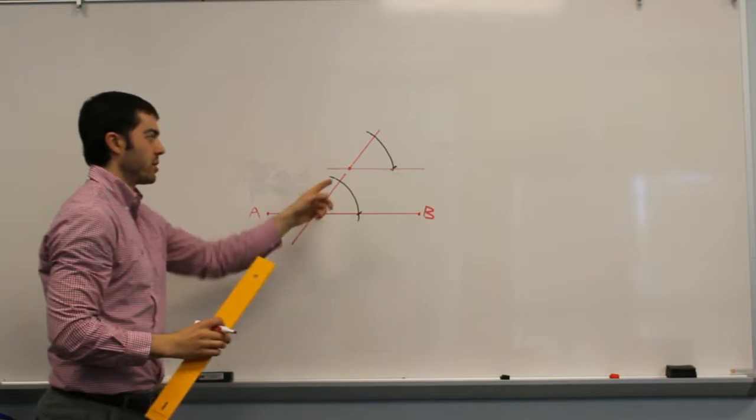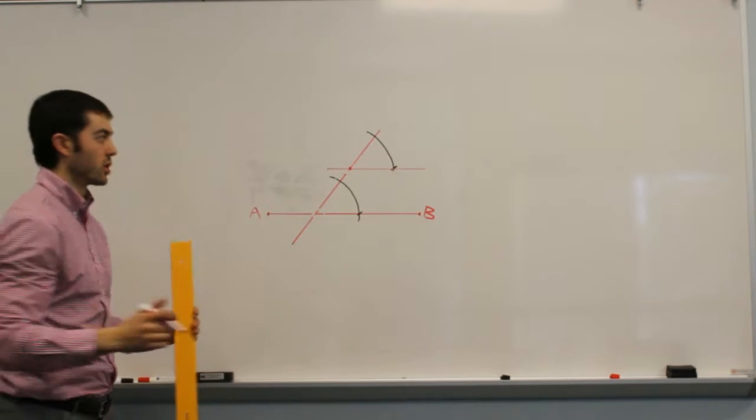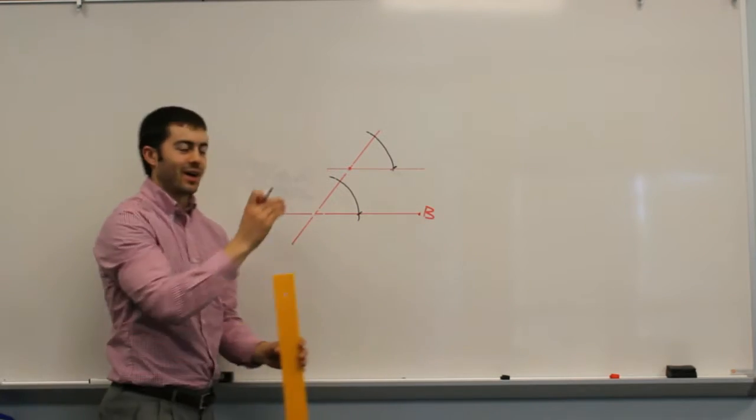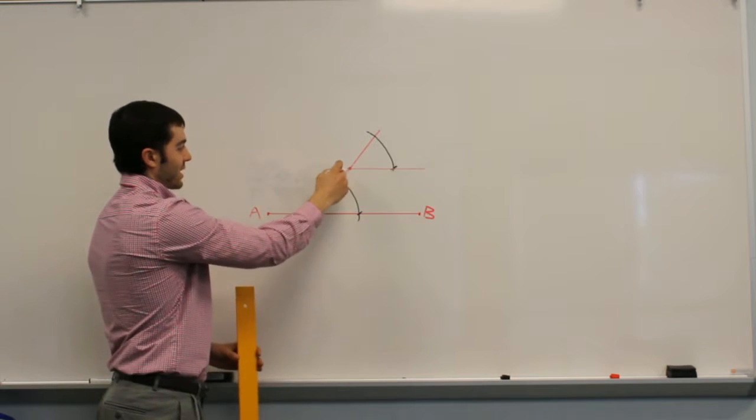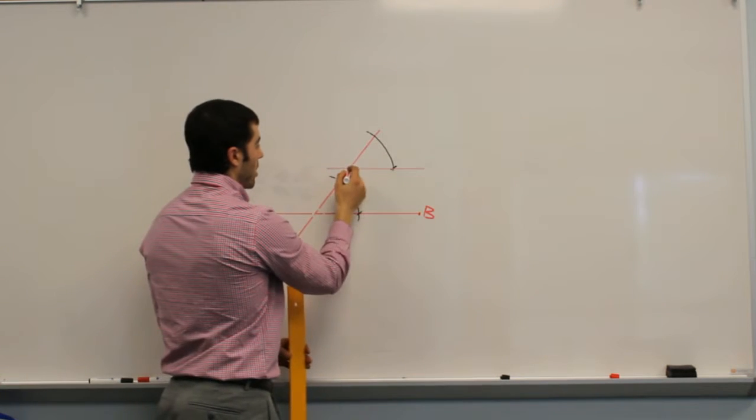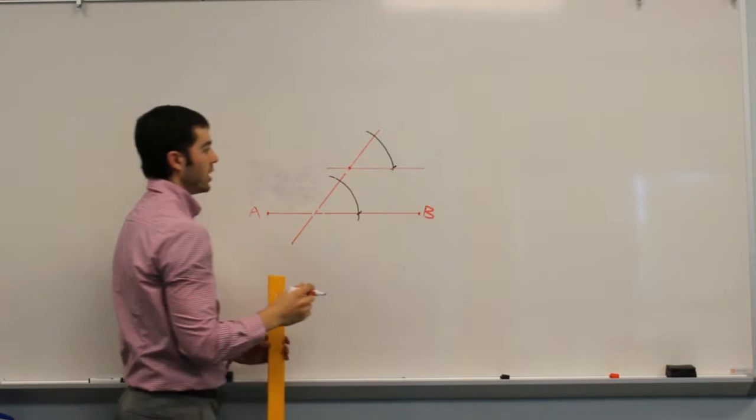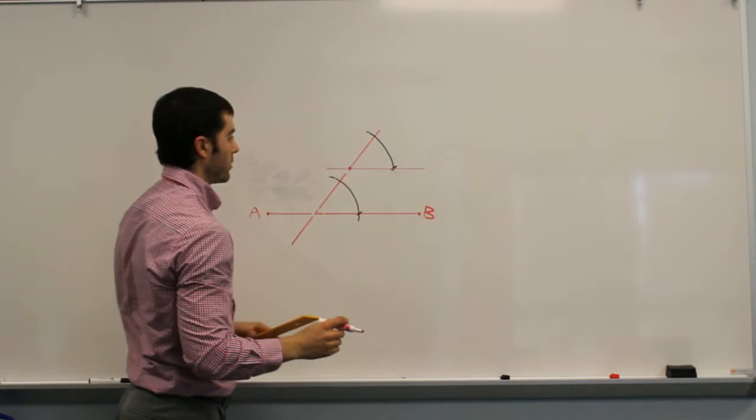So it's important here to mark your vertex when you use your compass. I had this suction cup on the compass that marked it for me, but you want to mark it yourself with a point here so that you know where to draw your angle from.